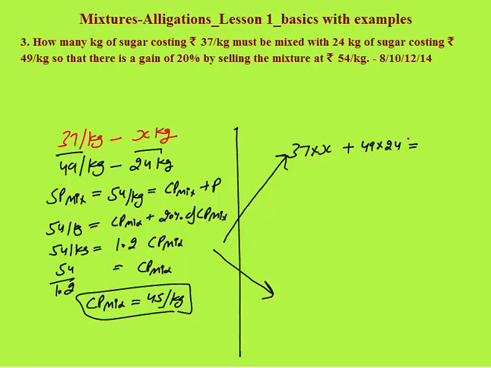how much total sugar we have. We have x plus 24 kg of total sugar, and its average price is, we have calculated, 45. So we have total cost here, and you can get the final answer.